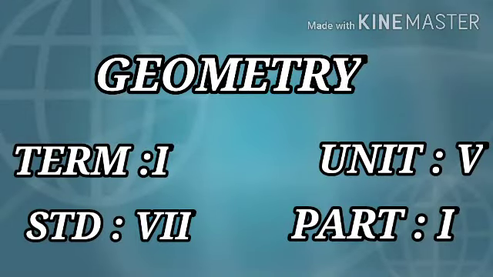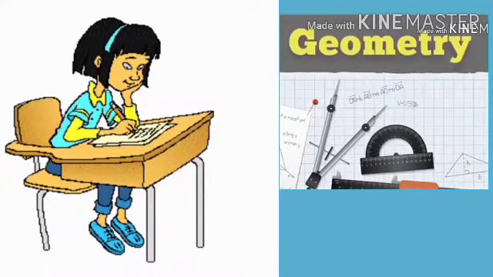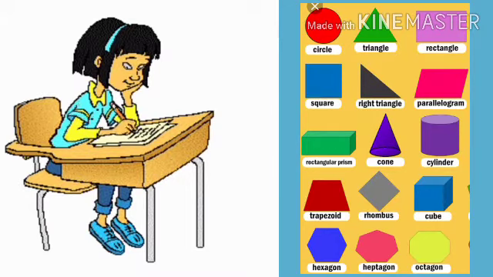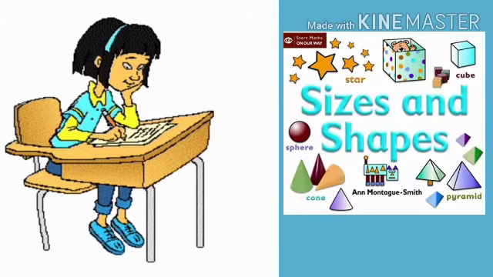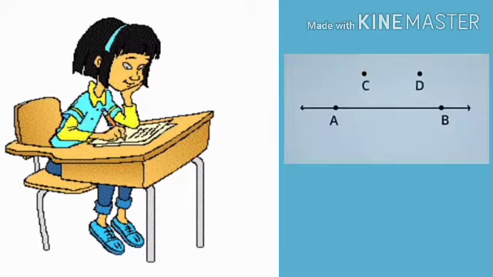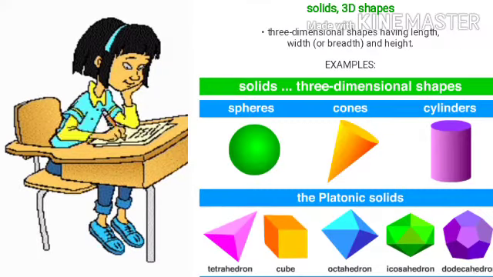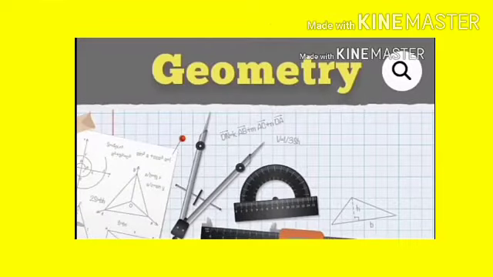Geometry is our fifth unit of this term. Geometry is a part of mathematics that focuses on the study of shapes and sizes, and treats the properties of points, lines, surfaces, and solids. Let us recall the following concepts on lines and points which we have learned in class 6.